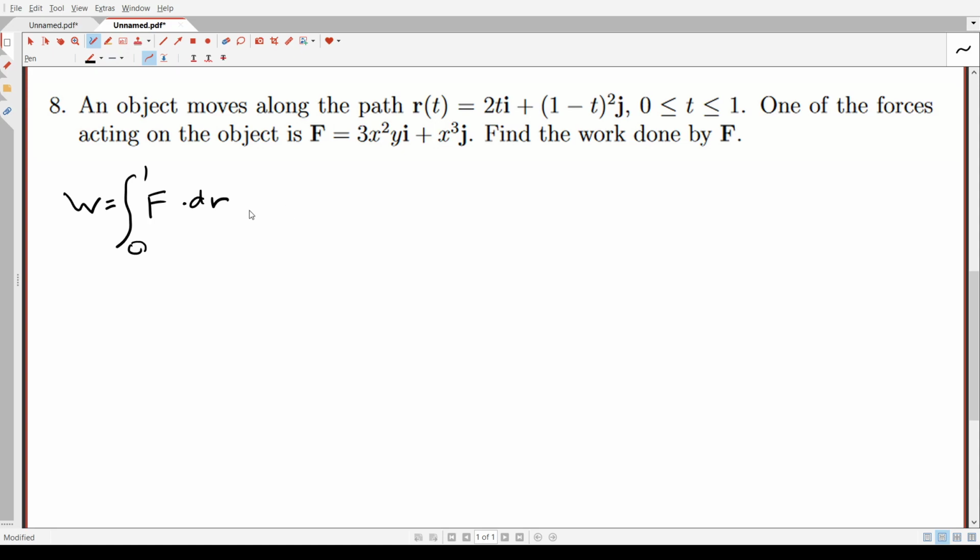So this is actually very straightforward. This is just a line integral from 0 to 1 of 3x squared y, x cubed. I need to put this in terms of t in a little bit. Dot r prime. R prime is 2, 2 times 1 minus t, negative.